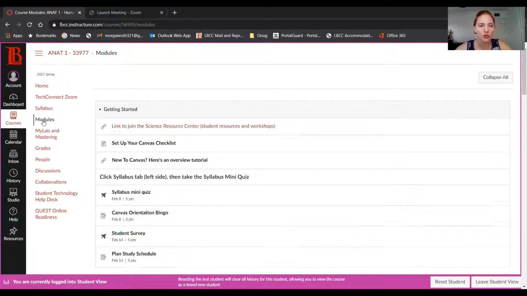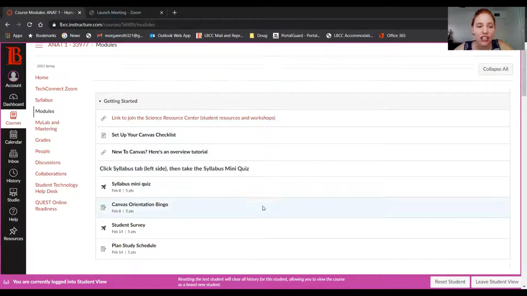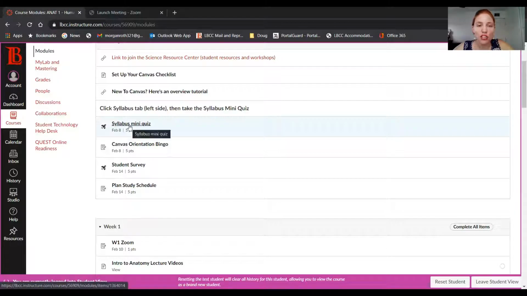And for the modules, this is where you're going to find the course information. And so the first thing you need to do is take the syllabus quiz. Please note that generally asynchronous activities, things that you do by yourself, generally they're going to be due on Sunday. And the reason I did that is so that you have all week to sort of plan your schedule, and there's some flexibility there.